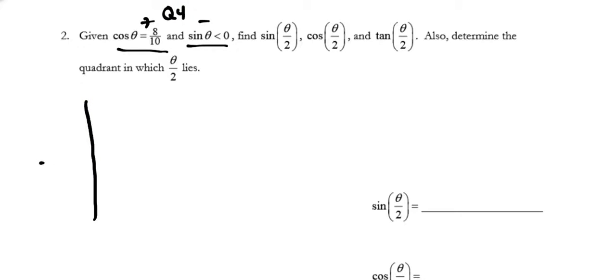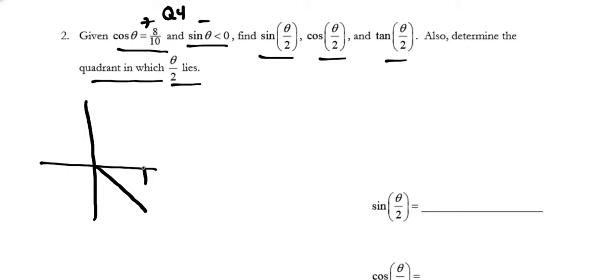Okay. We're going to find the half angles with sine, cosine, and tangent. We're also going to make sure we determine which quadrant the half angle lies in, because remember, wherever the half angle is depends on if sine and cosine are negative or positive. So we are in the fourth quadrant.